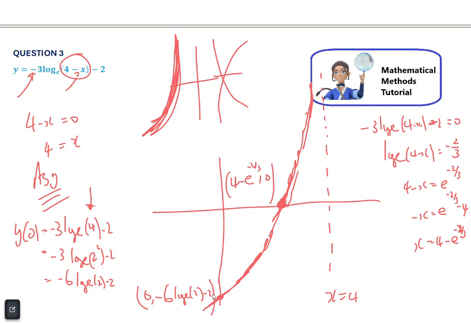And there's my x-intercept, there's my y-intercept, and there's my general shape. And I've worked out the general shape based on the reflections. So there's your sketching of logarithms.